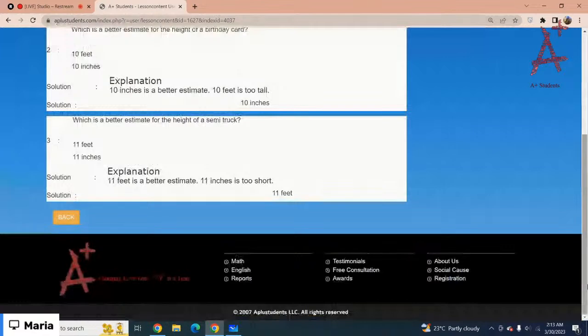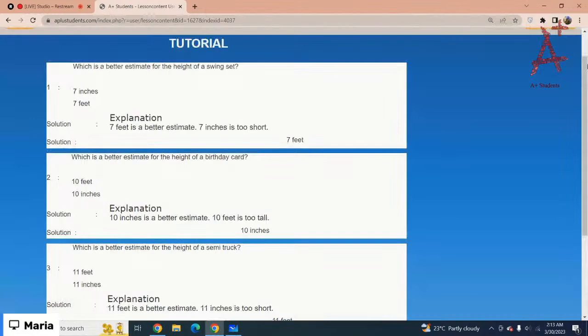Okay, what is the better estimate for the height of a semi truck? Okay, now it's a truck. That means the truck must be in feet, not inches. So the height of the truck is 11 feet. Okay, let's start with the test questions so that we can do the practice questions.